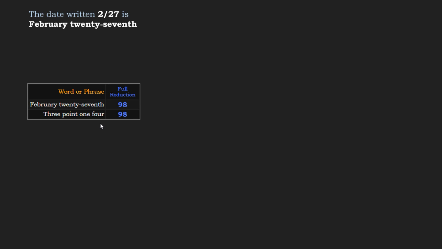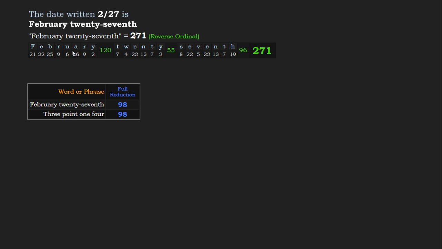Speaking of the number 227 and its relationship to the circle, what about the date that's written 2/27? That would be February 27th. First of all, in reduction, February 27th equals 98, which is the same as 3.14. This is cool because 22 divided by 7 gives us 3.14. When you write out February 27th, using the reverse alphabetic order, you get 271.